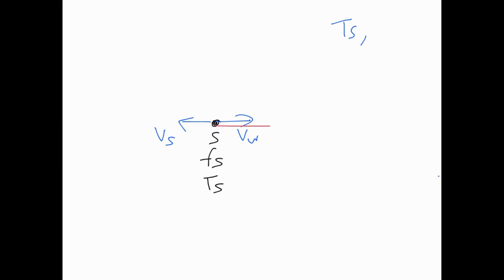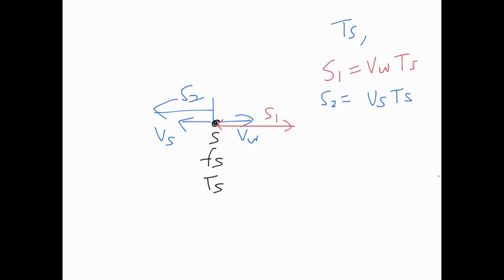Let's say the wave is traveling. After a time of Ts, what would this distance be? The distance traveled by the wave would be the speed, Vw, times the time, Ts. And at the same time, because the source is moving to the left, the distance traveled by the source, which is S2, is given by the speed Vs times Ts. Therefore, after a time Ts, your source is now at this point.